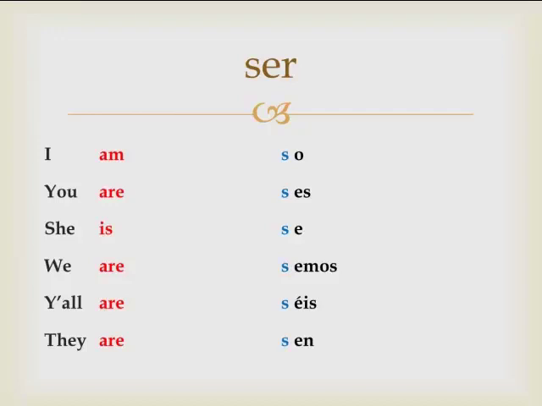It's not regular, however, so when we conjugate it, I am will be soy, you are, eres, she is, es, we are, somos, y'all are, sois, and they are, son. So you can see ser is an irregular verb. It means to be, or I am, you are, she is, we are, y'all are, and they are.